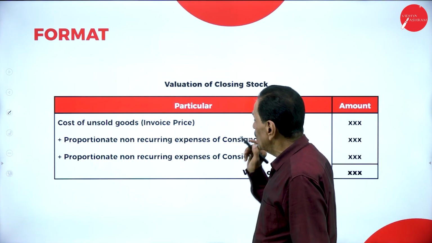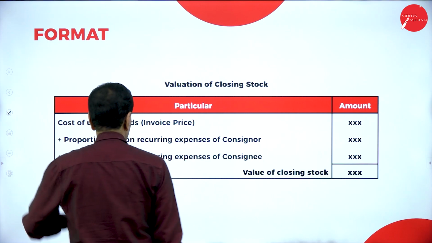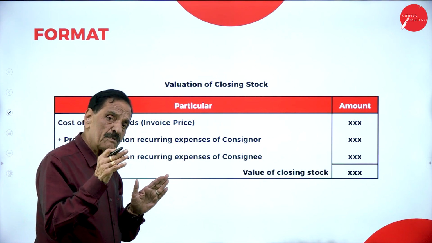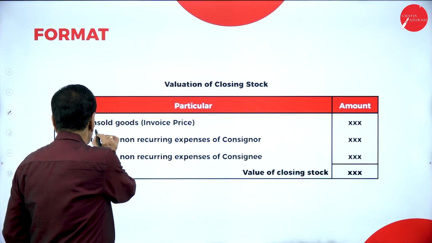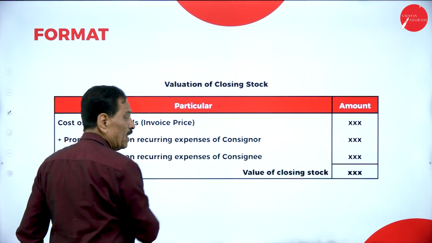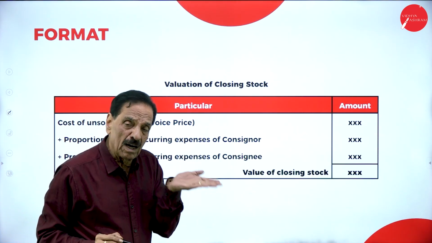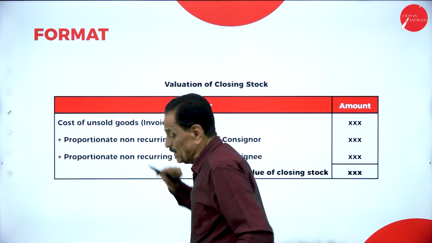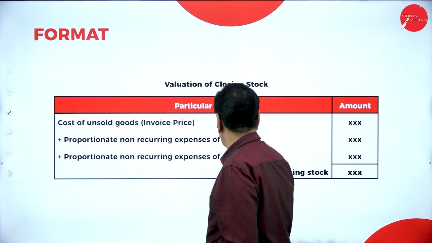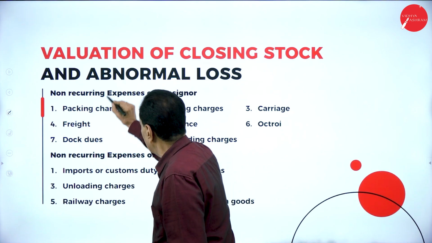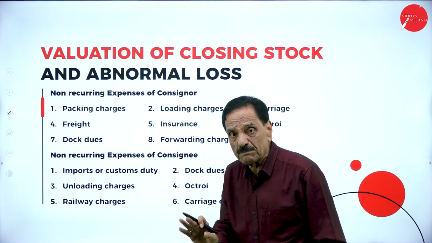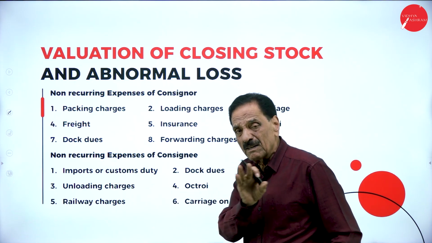In valuation of closing stock, at the end of the year, if the goods are not sold, they should be valued by the consignor. Cost of unsold goods, invoice price. Invoice price includes cost plus profit. Add non-recurring expenses of the consignor. Only non-recurring expenses have to be taken. Recurring expenses like advertisement and selling expenses are left out.